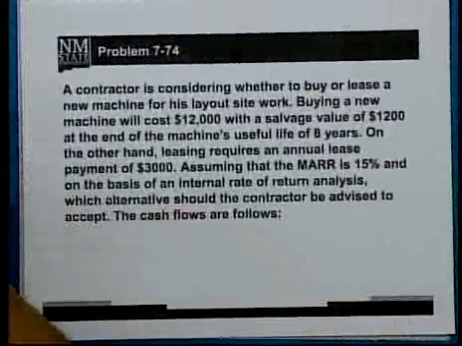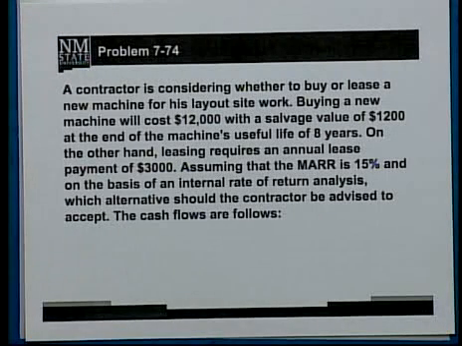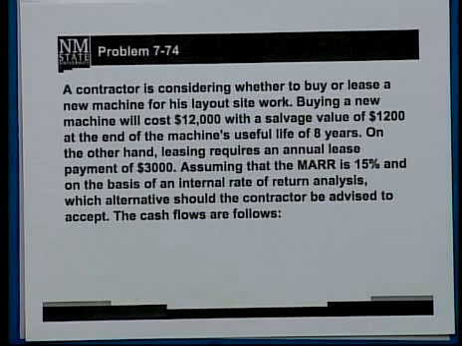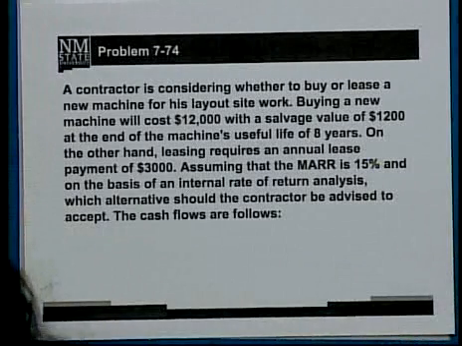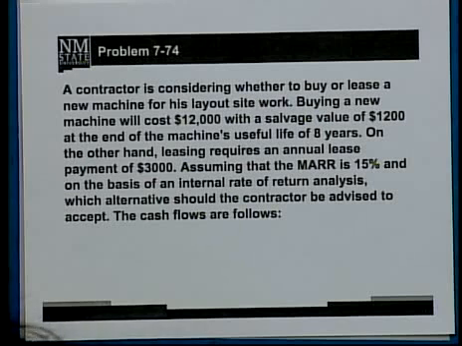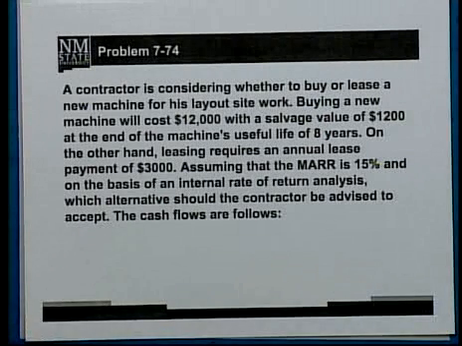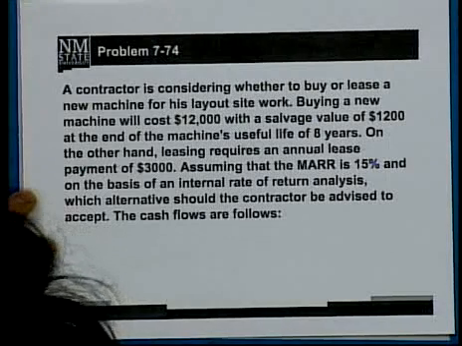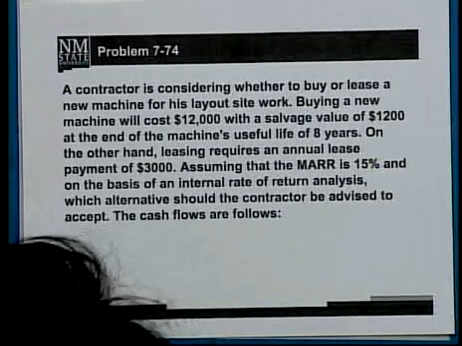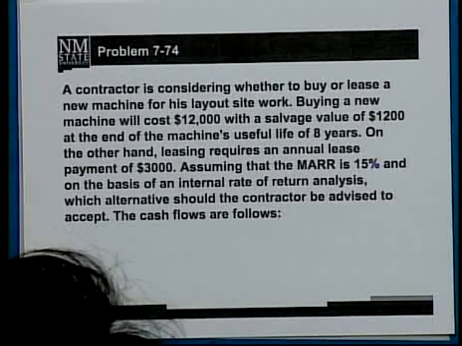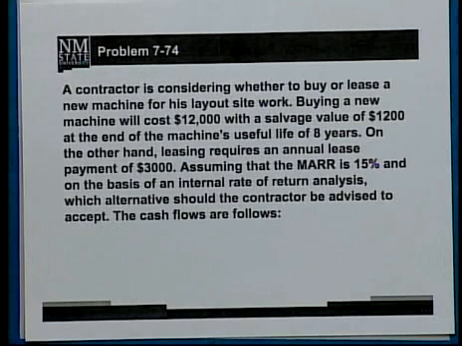Next problem that we are going to solve is 7-74. The contractor is considering whether to buy or lease a new machine for his layout site work. Buying a new machine will cost $12,000 with a service value of $1,200 at the end of the machine's useful life of 8 years. On the other hand, leasing requires an annual lease payment of $3,000. Assuming that the minimum attractive rate of return is 15%, and on the basis of an internal rate of return analysis, which alternative should the contractor be advised to accept?